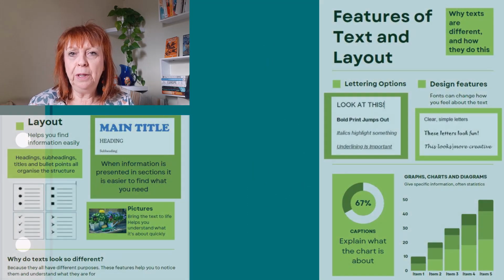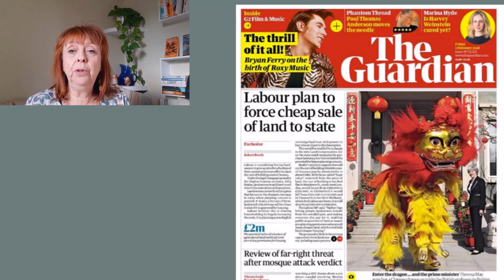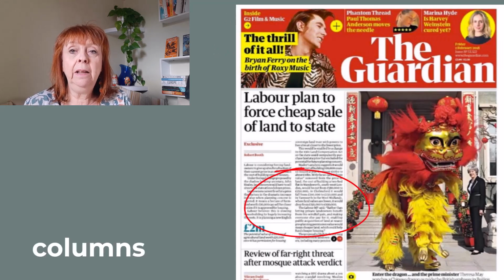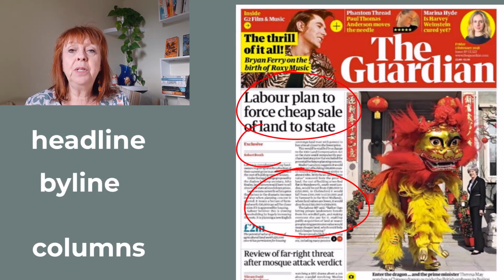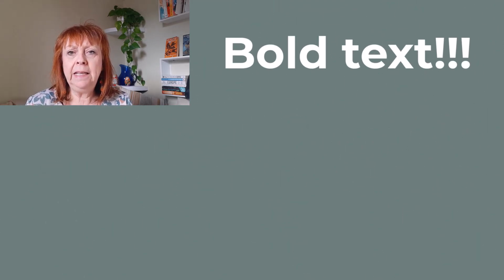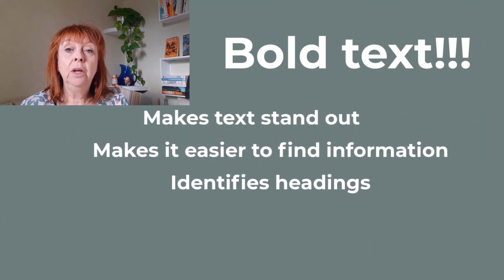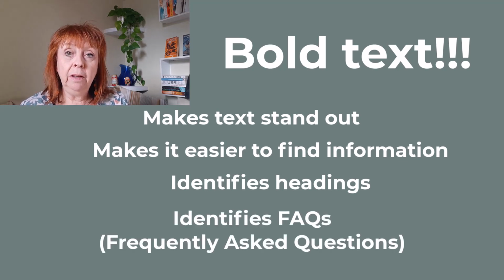Take a look. A popular question for this kind of thing could be, what text feature tells you this is a newspaper article? And answers for this example could be columns, a headline, or a byline, because you see all of these in a layout for a newspaper article. Also quite popular are questions about bold text. What's that for? Usually it's to make text stand out, make it easier for the reader to find. Sometimes it's used to identify headings or identify frequently asked questions known as FAQs.